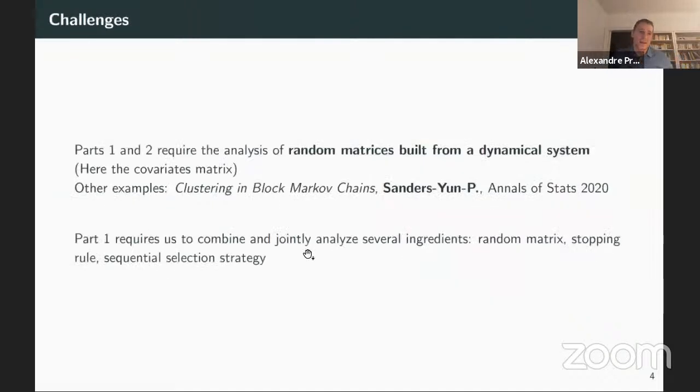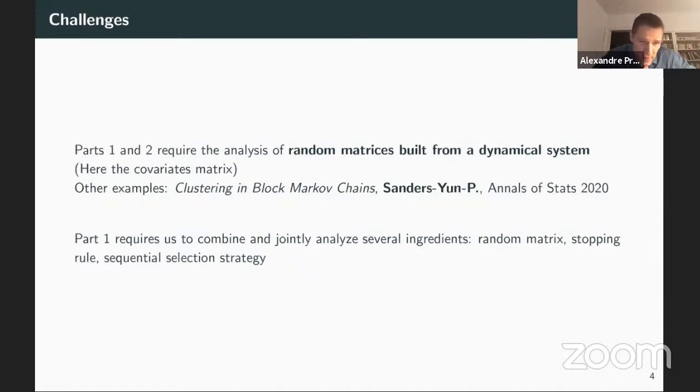All right. So these two problems may seem very simple and actually classical, and you might think that everything has been said about these problems. Actually, they have attracted a lot of research interest over the last couple of years, and for good reasons. They are actually very challenging to say things about. For both problems, we will require the analysis of random matrices that are built from dynamical systems. As a consequence, these random matrices don't have independent entries, but are rather correlated, and this correlation comes from the dynamical system. So the random matrix that we are interested in for both parts is what we call the covariates matrix, and we will try to derive concentration results for this matrix, and this will be the main ingredient of any analysis for both parts of the talk.